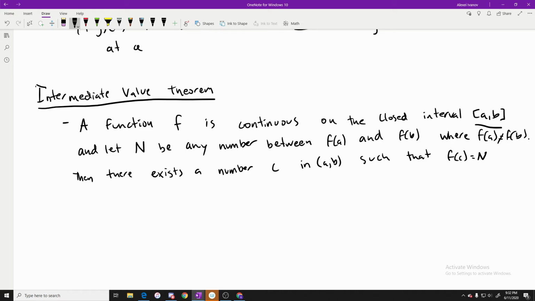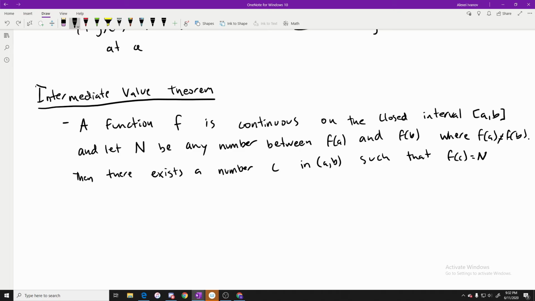And these square brackets mean that it's a closed interval, so it includes both a and b. And then let's also say that there's this number n that can be any number between f of a and f of b, such that f of a is not equal to f of b. So the two y values of the endpoints a and b are not equal to each other.